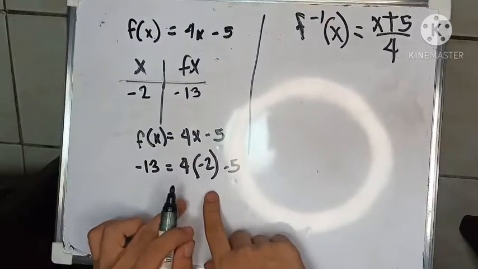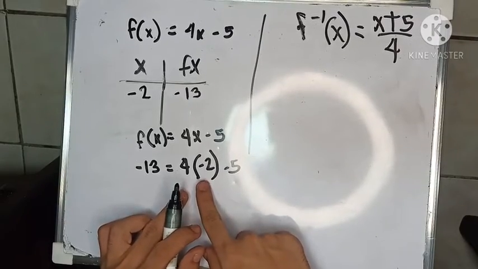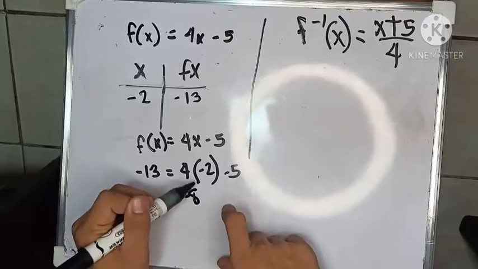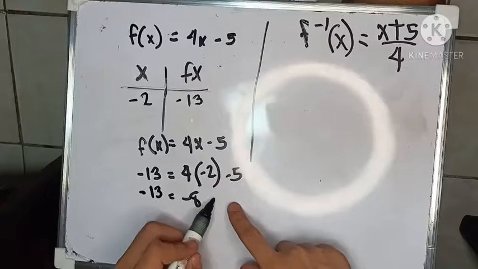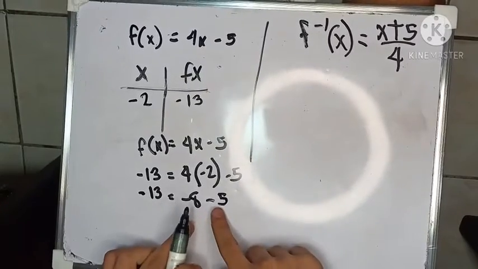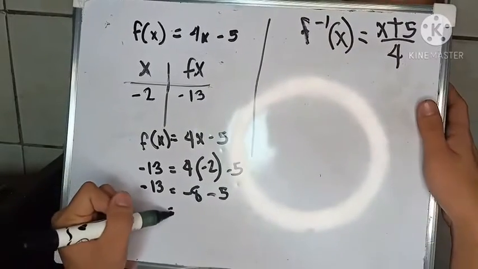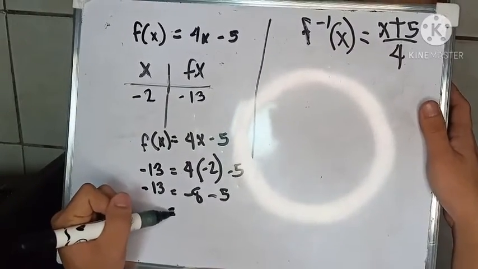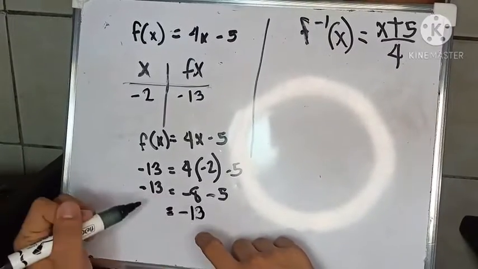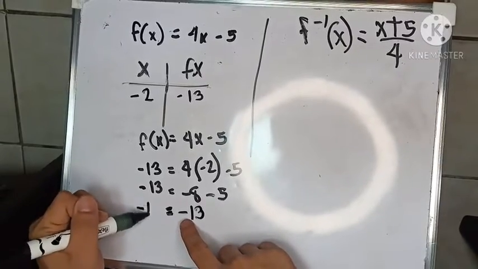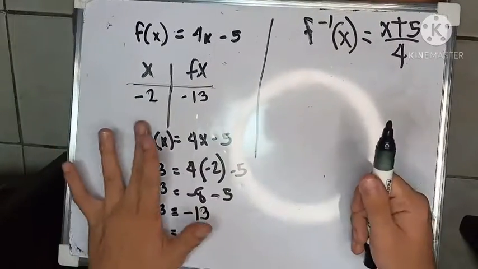So let's compute 4 times negative 2. This becomes negative 8, then negative 13, minus 5. Let's add them together because they have the same signs. The result becomes negative 13 equals negative 13. So the answer checks out.